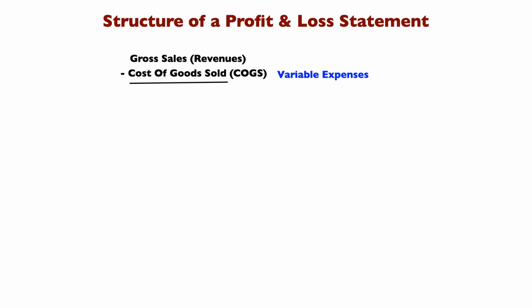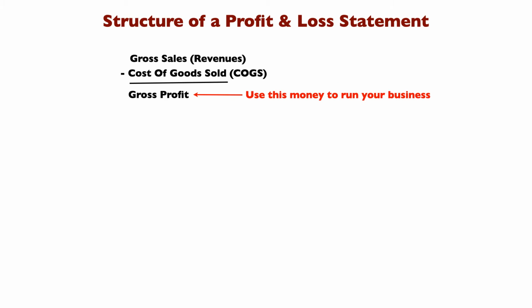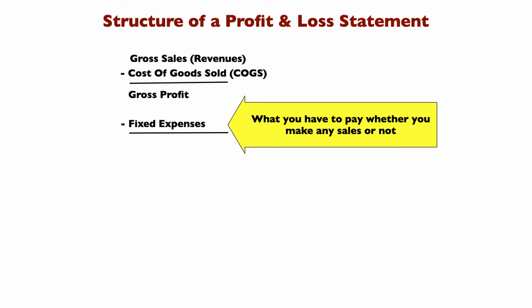If we do the little bit of math there, what's left over is called gross profit, and it's from this money that we run your business. Coming out of that money next is called fixed expenses. These are expenses that don't vary with sales. You have to pay these expenses whether you sell anything or not. And it's typically called overhead.